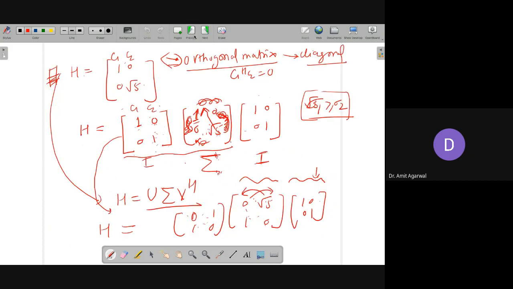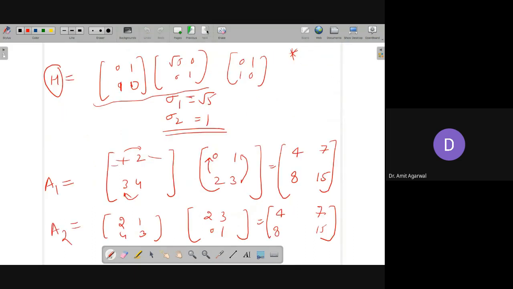And next, in order to bring root 5 here, you have to do the column operation. And what happens when we do column operation? If we swap the columns of this middle matrix, and if we swap the rows of the other matrix, the right matrix, the product is same. So now you have converted it into the standard SVD form. That is why we have done this. Now is it clear?